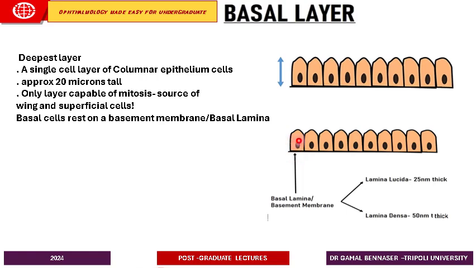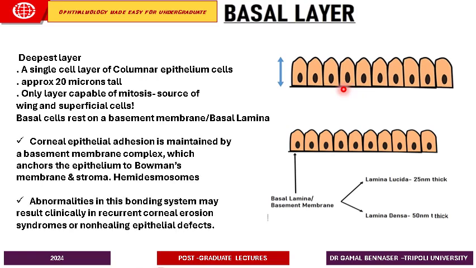The one towards the epithelium is known as lamina lucida, which is about 25 millimeter thickness, and the one which is towards the Bowman's membrane is known as lamina densa, which is about 50 nanometers in thickness. The importance of this layer is that it has a rapid mitotic activity, so that it replaces the defect in the surface epithelium and into the wing cells in the intermediate layer. It plays an important role in wound healing.